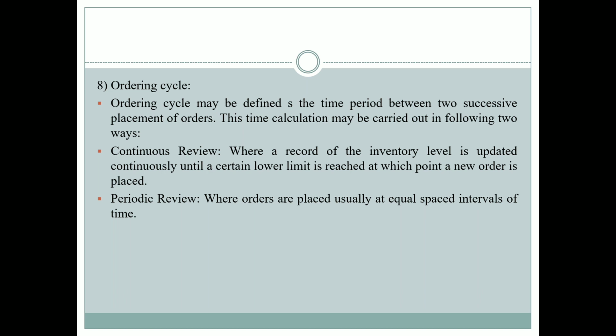In continuous review, the record of the inventory level is updated continuously until a certain lower limit is reached. When the stock is found to be at the lower limit, then you go for ordering. Whereas in periodic review, you fix some equal time gap and you order.